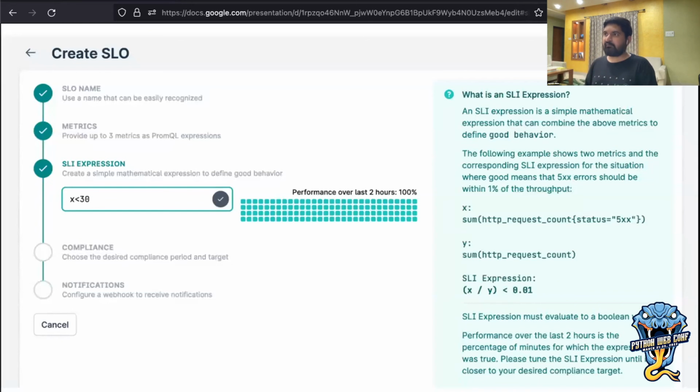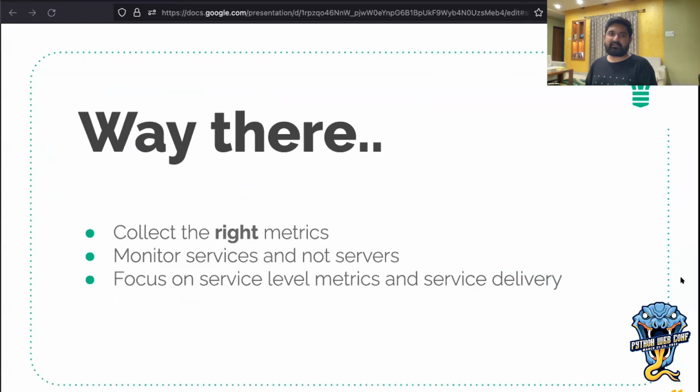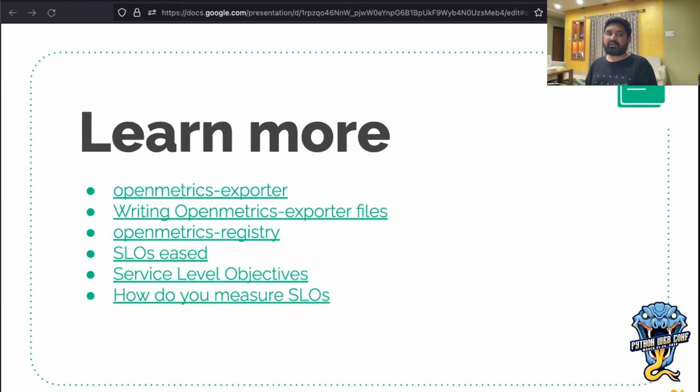And I will just go back to a slide. So we collected the right metrics, we monitored services and not servers. We focus on service level metrics and service delivery. And it will help you to measure reliability objectively and slowly get towards 99.99%.